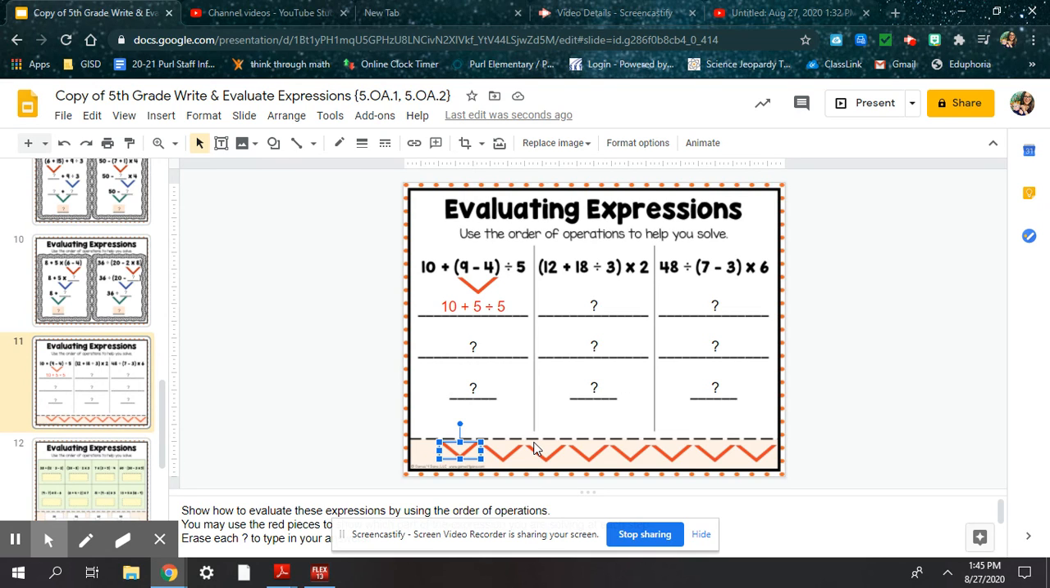All right, so that's all we're going to do for today. You're going to continue practicing with grouping symbols, and we're adding more digits to our expressions. If you have any questions, please make sure you reach out, and I can help you with solving these order of operations.